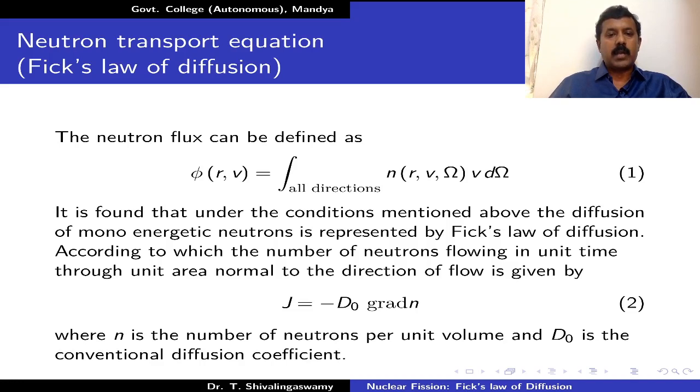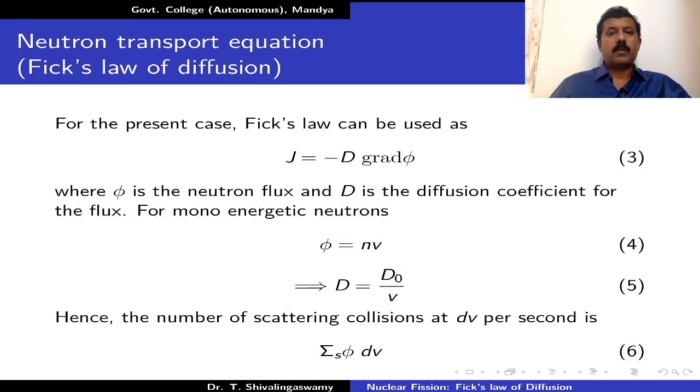Our intention is to derive this equation. This is what you originally find in diffusion theories: J is equal to some constant with a negative sign times the gradient of n, where n is the number of neutrons. But for the present case, the equation will be this one: J is equal to minus D grad phi, because we assume that the neutrons are monoenergetic. That means each and every neutron possesses the same amount of energy.